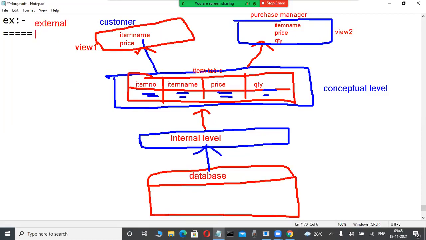This is the example, just for the idea. That is the external level. This is the conceptual level, and the internal level. Up to now, you don't have an idea. From the table only, they are creating views. Then those views are given to a number of users, and then only those users are allowed to view or access a portion of the data from the database.